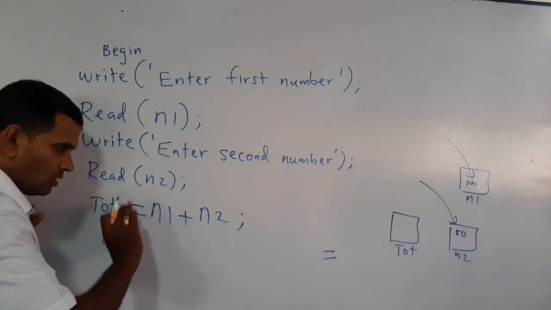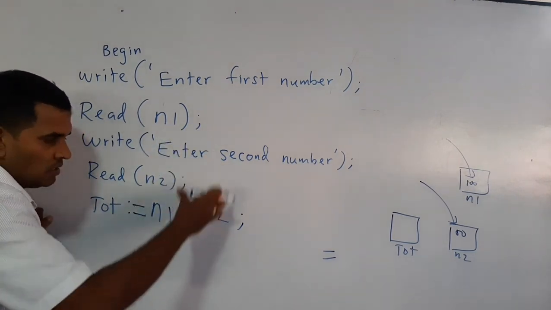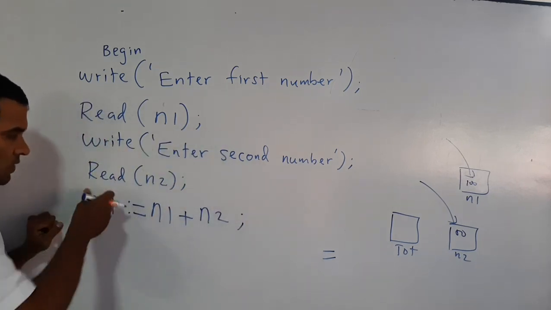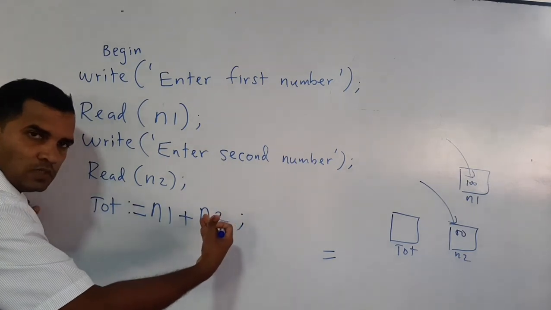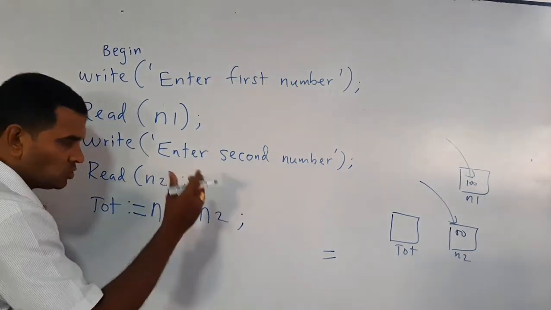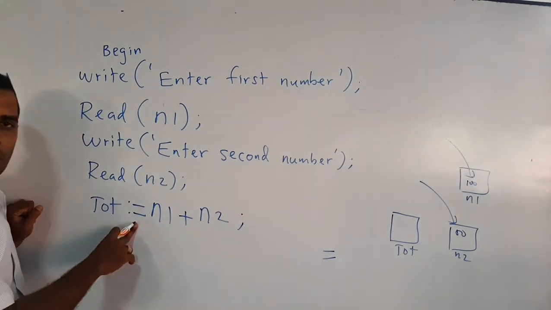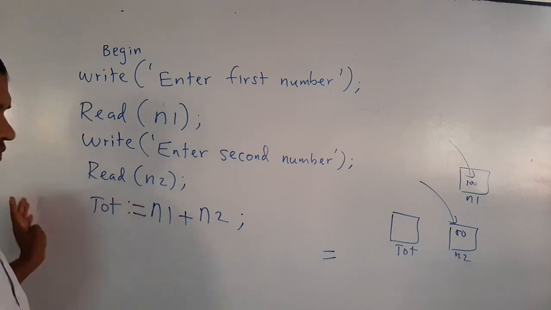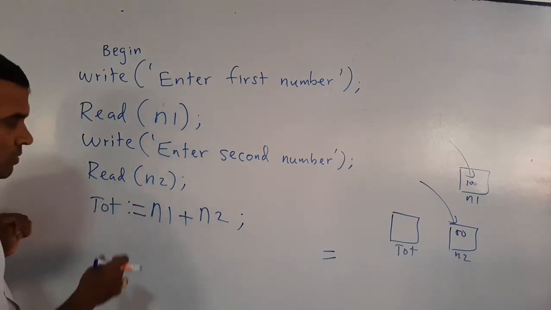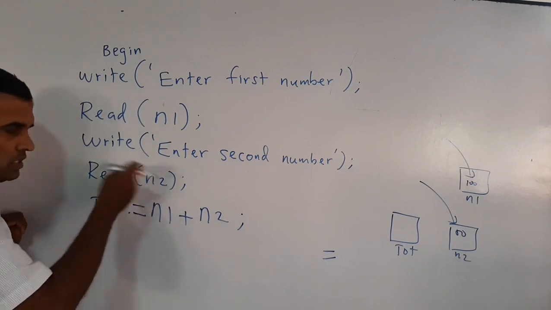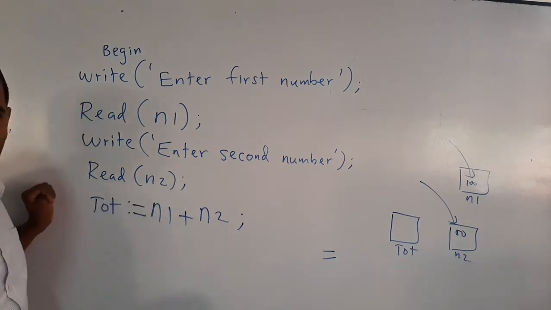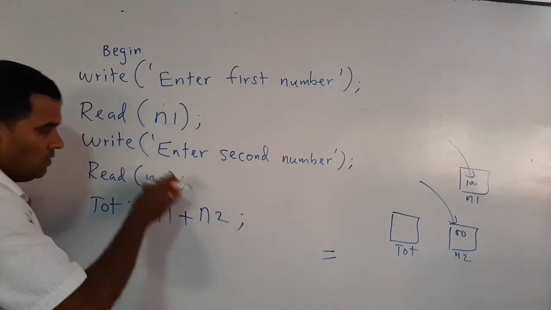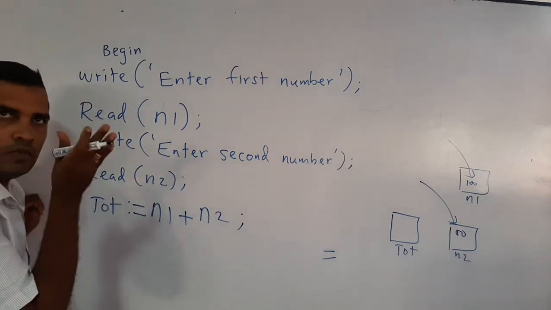Always to the right side of this assignment, your calculation must be shown. Because here you are trying to add the two numbers and save here. So always your number to be saved or your calculation to be saved should be on the right side of the assignment symbol. The location where you save should be on the left side of the assignment. So where do you save that particular value? In TOT, right? So TOT must be to the left of the assignment symbol. You cannot write TOT here and N1 plus N2 here. That is wrong, right? So keep that in your mind.